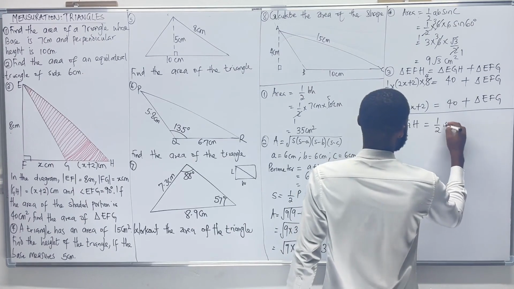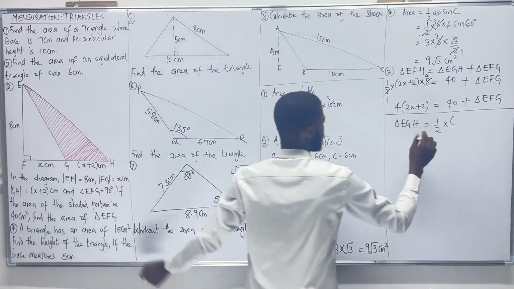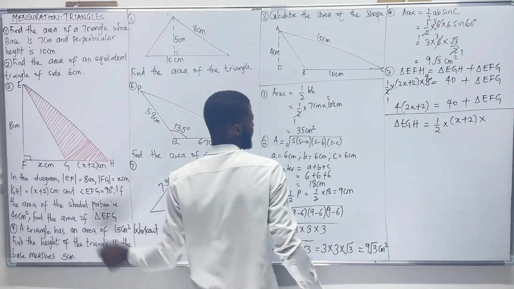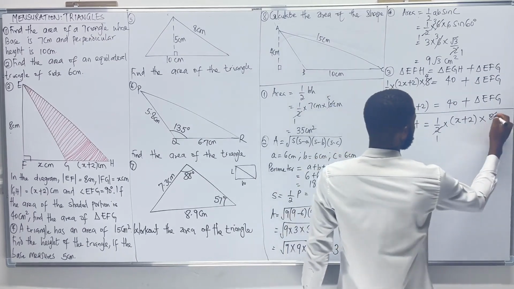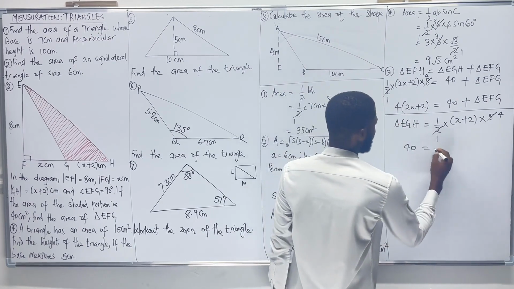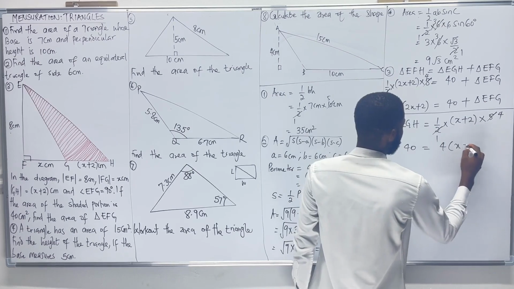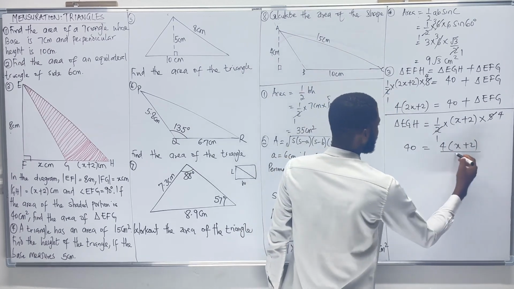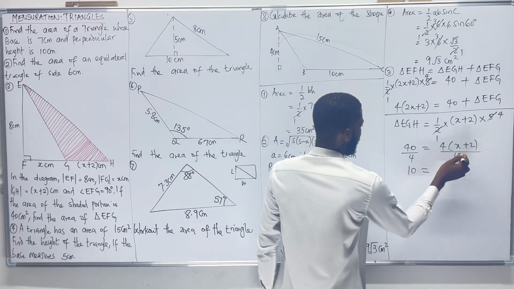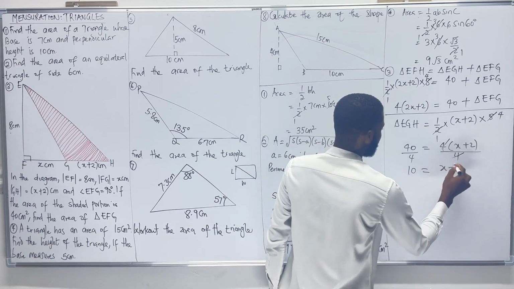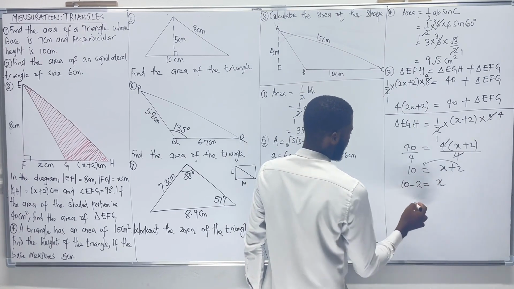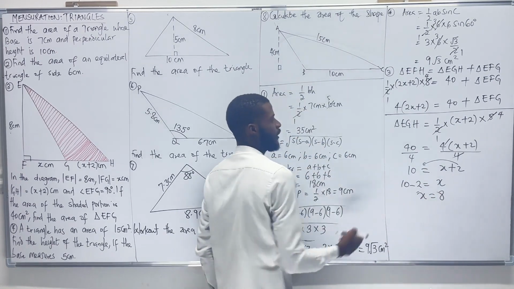So we're going to have half times the base, s plus 2, times the height, 8. So 2 into 8 is 4. But remember that this has been calculated as 40. So 40 equals 4 brackets s plus 2. Now I can divide both sides by 4. So this gives me 10 equals s plus 2. Now I can take this plus 2 to the other side. This becomes 10 minus 2 equals s. So s is 8, because 10 minus 2 is 8.